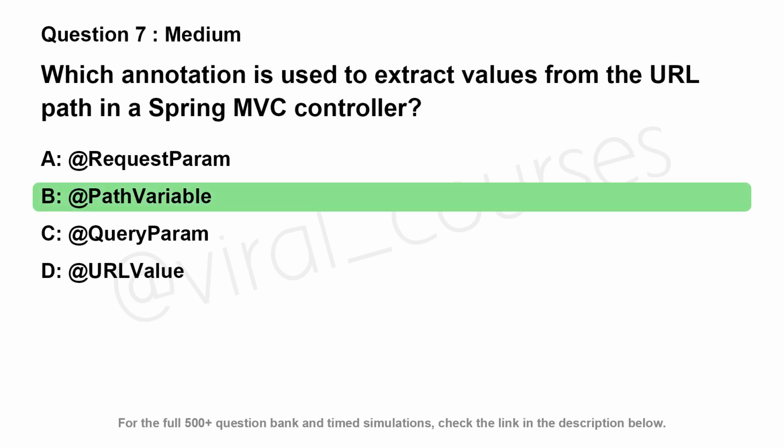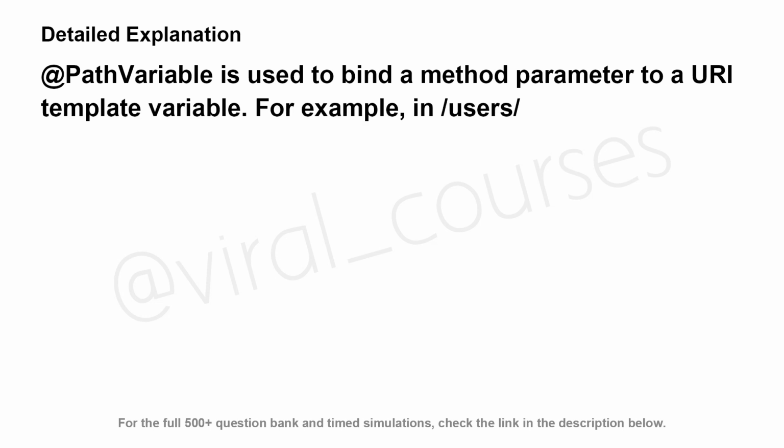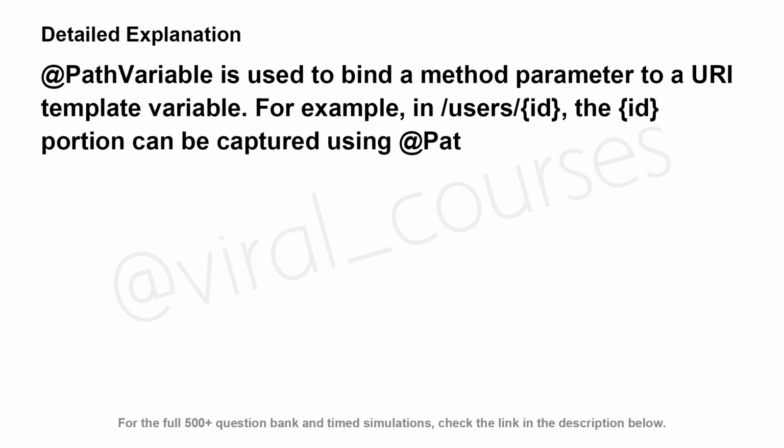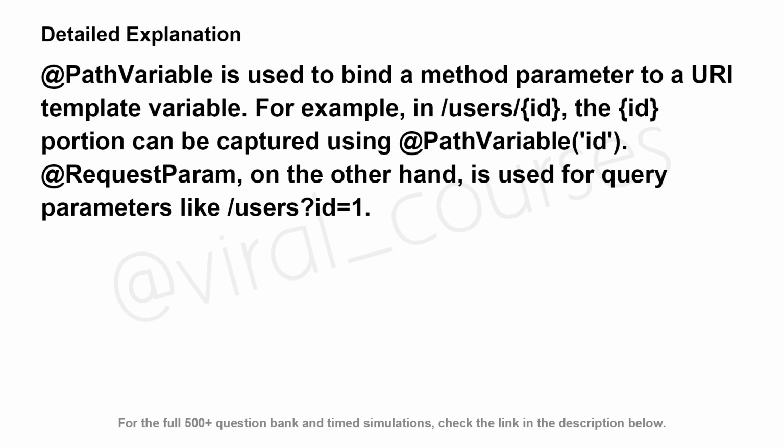The correct answer is B. @PathVariable is used to bind a method parameter to a URI template variable. For example, in /users/{id}, the id portion can be captured using @PathVariable id. @RequestParam, on the other hand, is used for query parameters like /users?id=1.